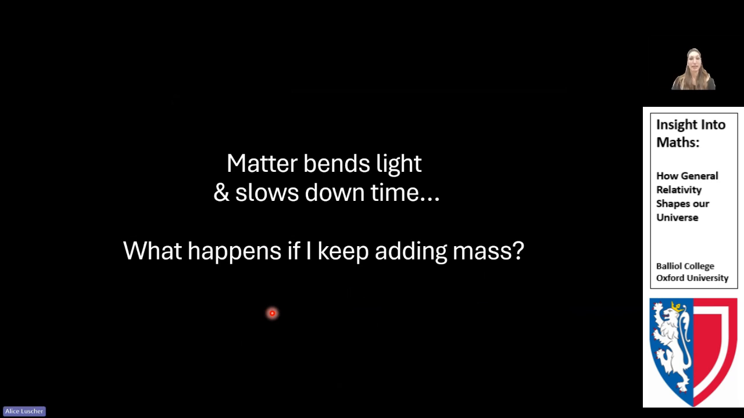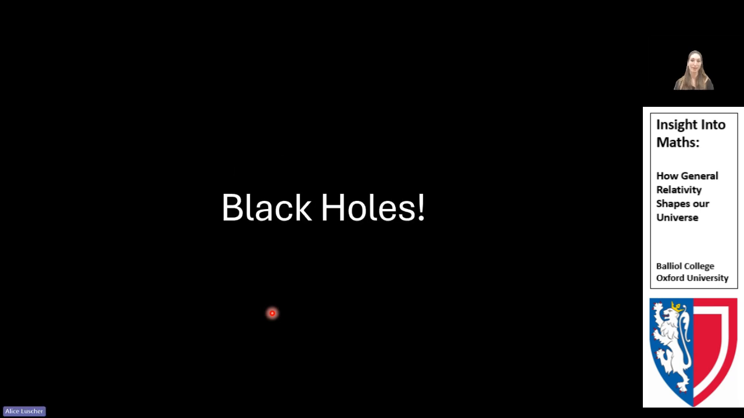All right, let's get back to GR. So we saw that light gets bent when it passes close to some mass, and that also time slows down. But see, what is the most extreme effect I can think of? Yeah, we're going to talk about black holes.